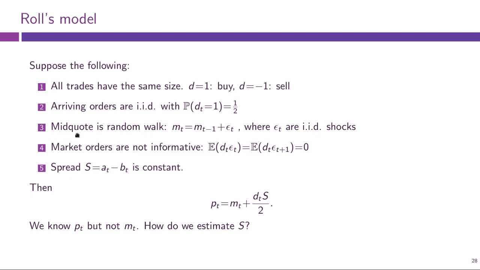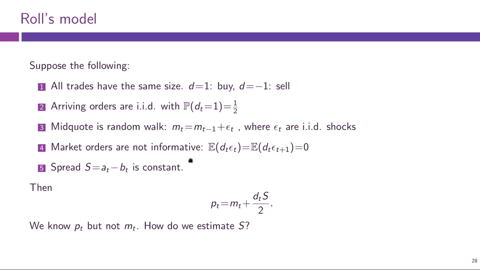And we assume that mid-quote follows a random walk, meaning that the mid-quote at time t is given by the previous mid-quote plus some innovation term, epsilon t. And these epsilons are identically and independently distributed. So they are the price shocks.